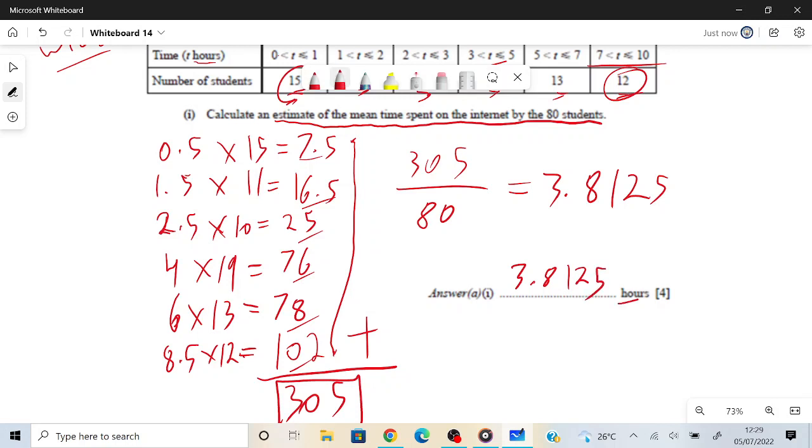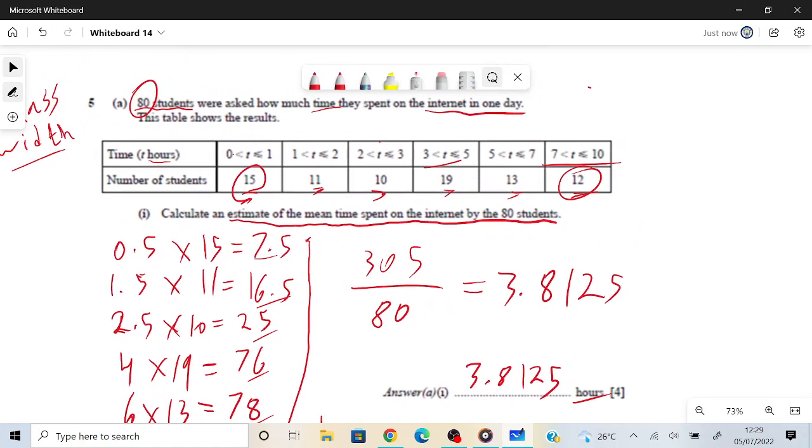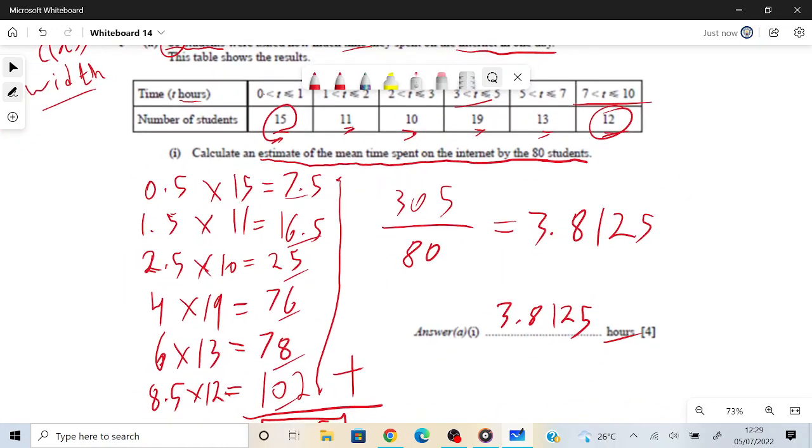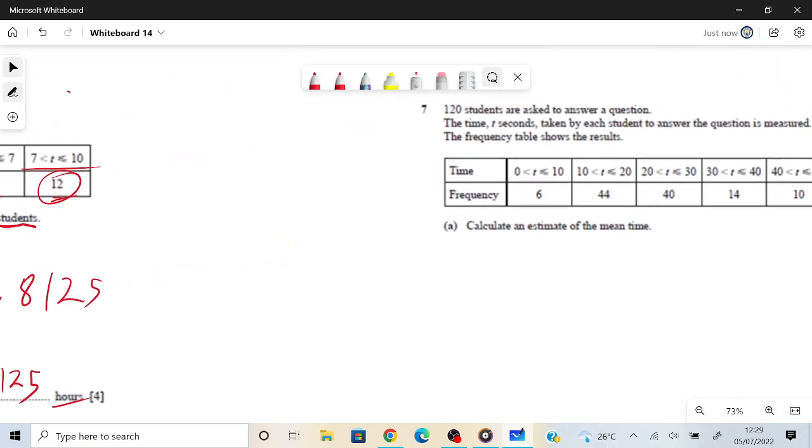And the units are already given, that's hours. If the units are not given, please make sure that you know what units to use and you write it down. And that is the answer for this question. So on to the next example.